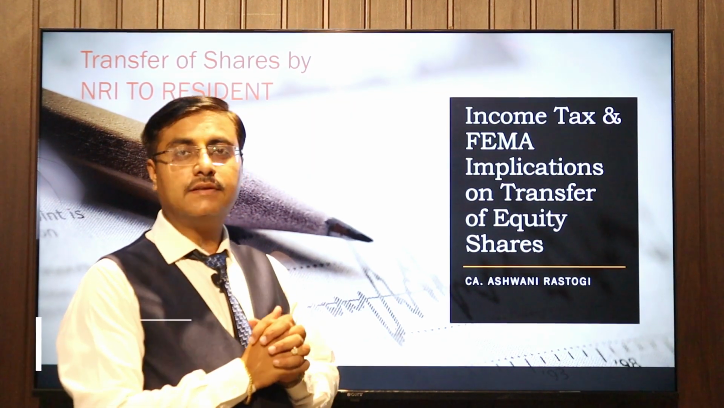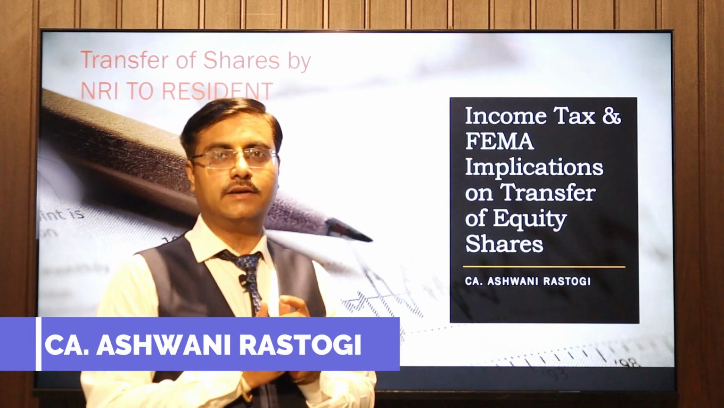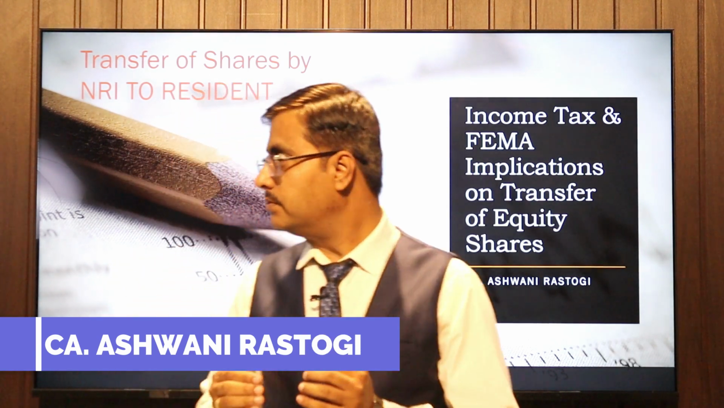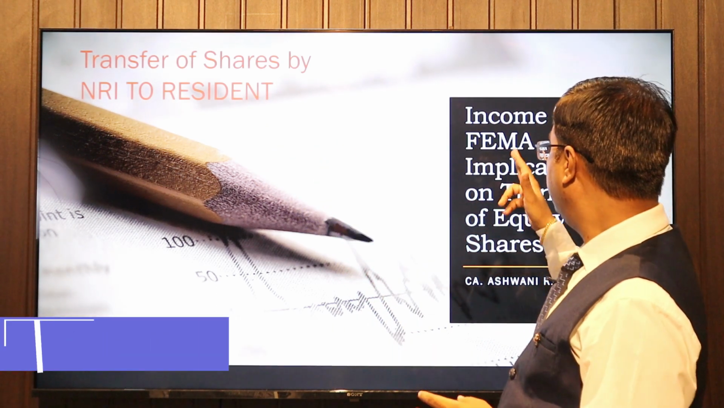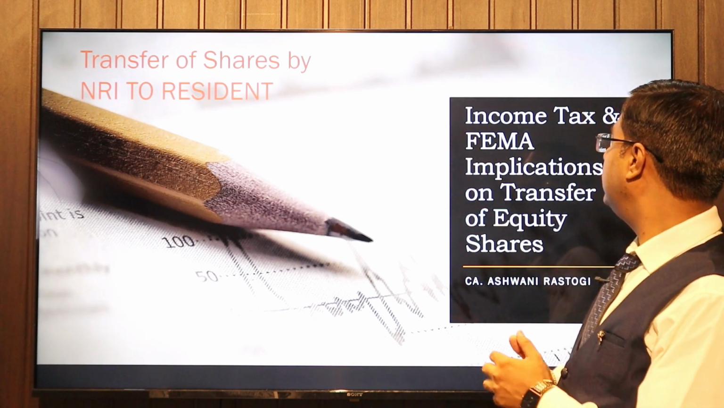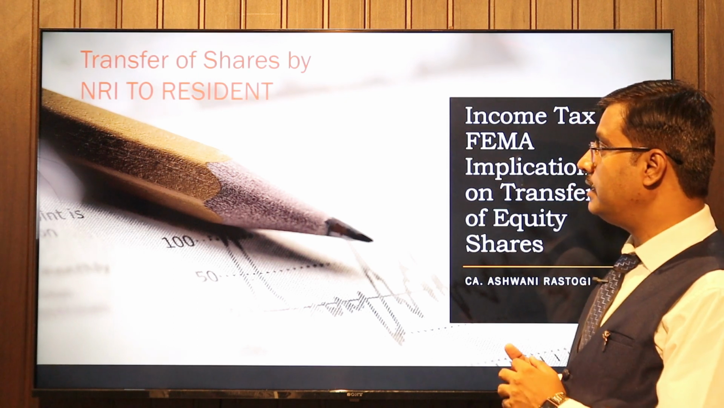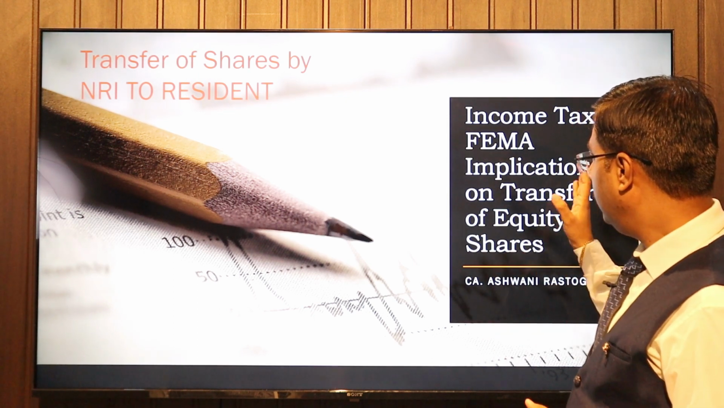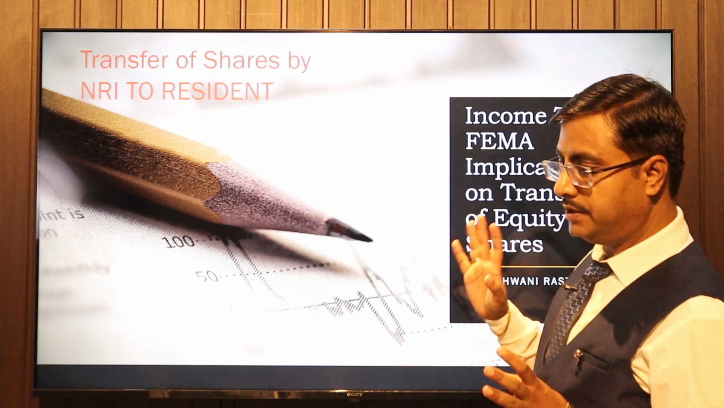Hi friends, I am discussing here transfer of share by non-resident to resident. So NRI is transferring share to resident. They have to get the computed capital gain as per the Income Tax Act, and FEMA pricing is there. So what is the process for transfer of share?